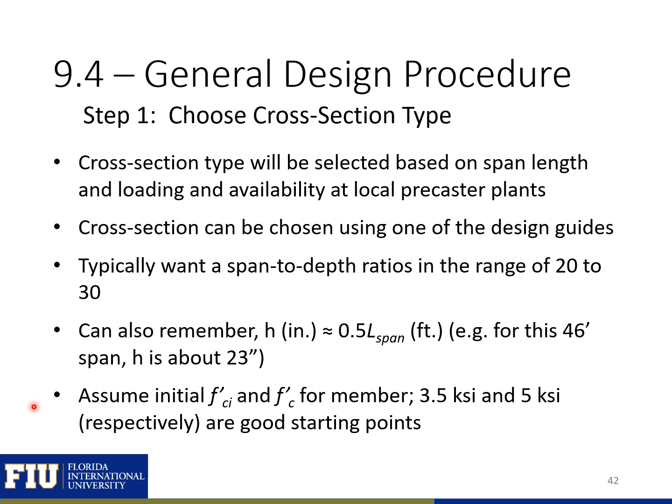You will need to assume initially a release concrete strength F prime CI and ultimate strength F prime C. And for buildings, 3.5 KSI release and 5 KSI for ultimate is a good starting point. When doing bridge design, these values are typically going to be a little higher and can be as high as 6.5 KSI for release and 10, 12 KSI for ultimate.